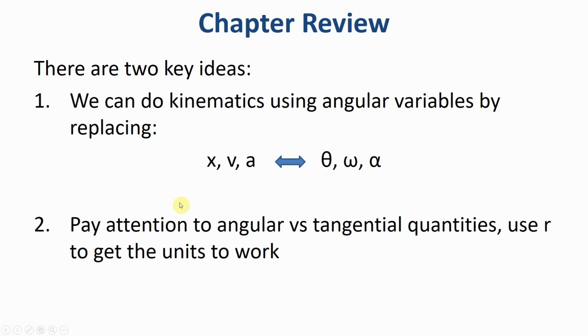And then point number 2, pay attention if you're given an angular or a tangential quantity. If I'm thinking about speed, am I thinking about linear speed in meters per second? Or am I really thinking about an angular speed in radians per second? Those quantities are really important to not get confused. Now the units tell me I can just multiply or divide by r to make the units work out every time. All right, and in part 2, we'll talk about force, energy, and momentum.